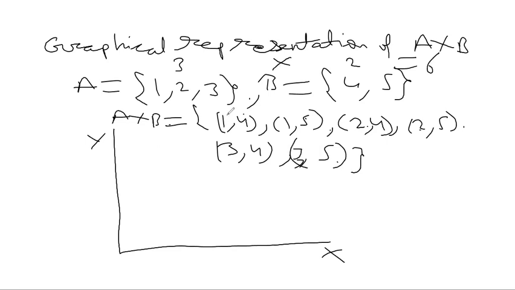Now the first point is (1, 4). We are taking the first element as x-axis and the second element as y-axis. So here there is 1, here there is 4. This will be the point of intersection. So this point is called (1, 4). In the same way, (1, 5) will come somewhere here. Then (2, 4) will come somewhere here, (2, 5) here, (3, 4) here, and (3, 5) here. So these are the points. In this way, you can represent them graphically. Now we will move to diagrammatic representation.